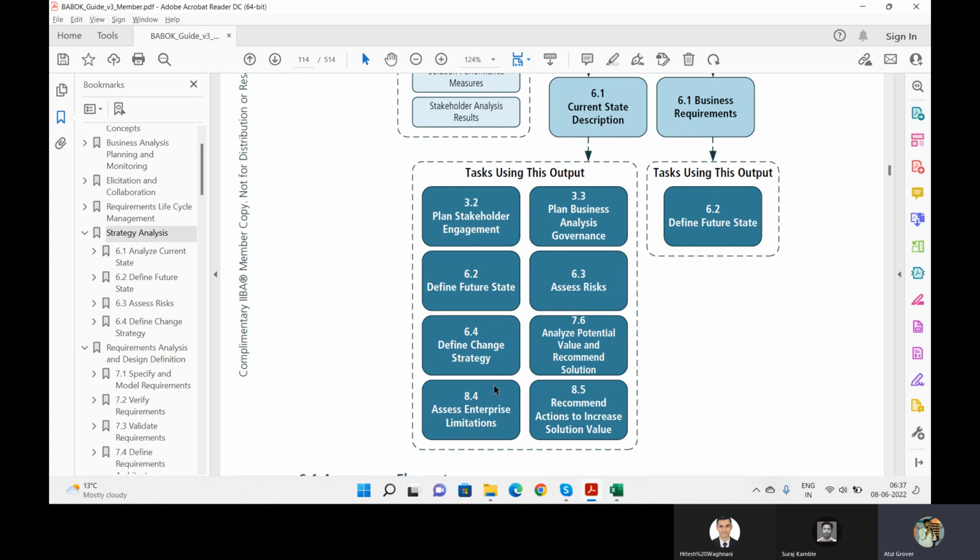Able to assess the enterprise limitation, कि बॉस कंपनी का ही लिमिटेशन है, they cannot move ahead because of regulatory, because of law, because of taxation, because of company rule, anything can be there. इसका गवर्नेंस कैसे होगा, रिस्क असेसमेंट कैसे होंगे, मैं इसे मोटा मोटा बता रहा हूँ, क्योंकि पूरे पूरे एग्जिट टॉपिक्स मिलेंगे आपको आगे.